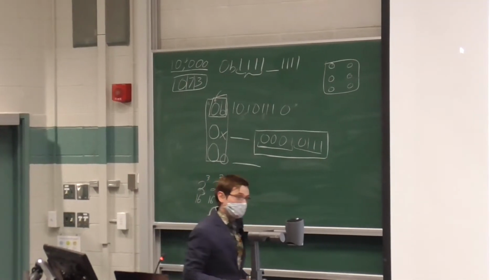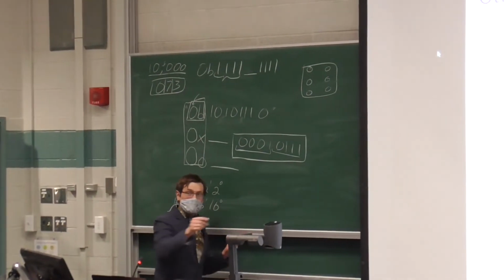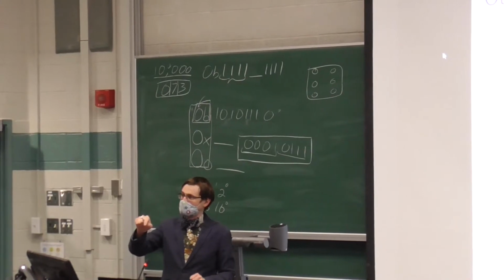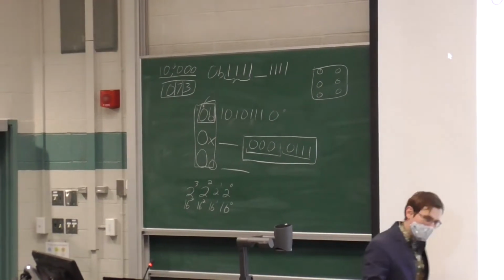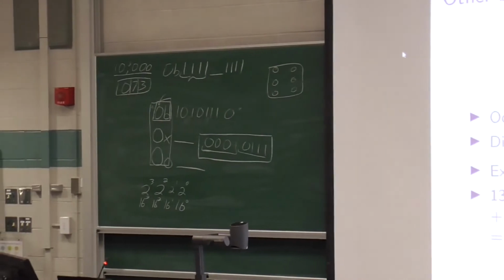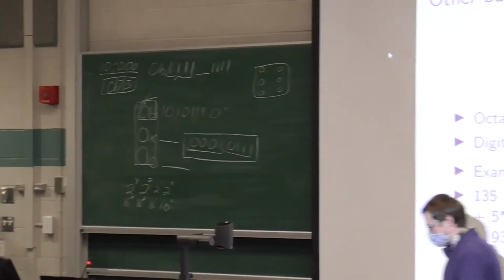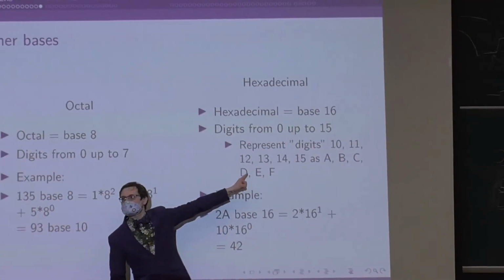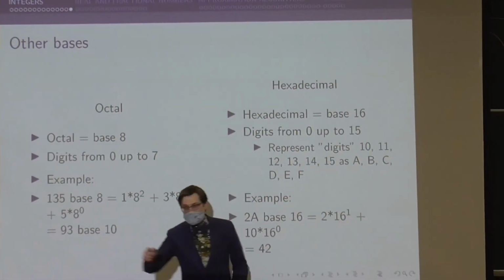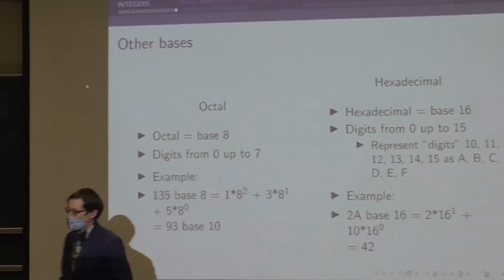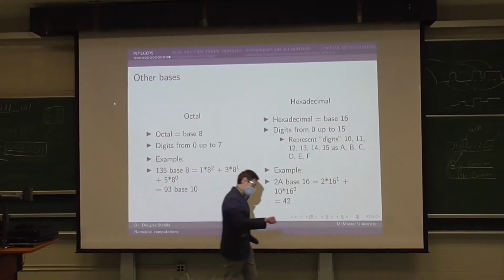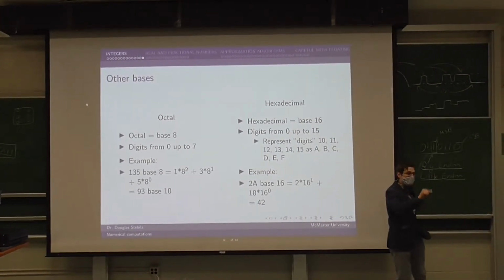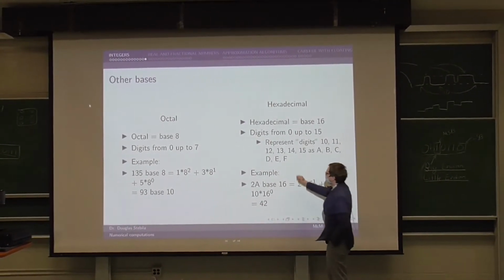But we start having a problem, right? In the binary system, we have 0 and 1. In the decimal system, we have 0 through 9. What characters do we use to represent 0 through 15? We use letters. So the way you count in hexadecimal is 0, 1, 2, 3, 4, 5, 6, 7, 8, 9, A, B, C, D, E, F, where F is 15.